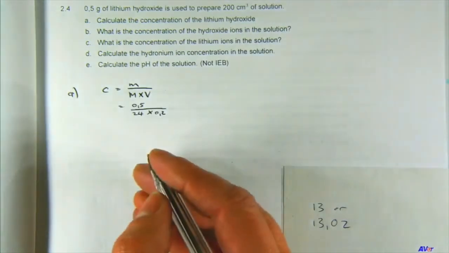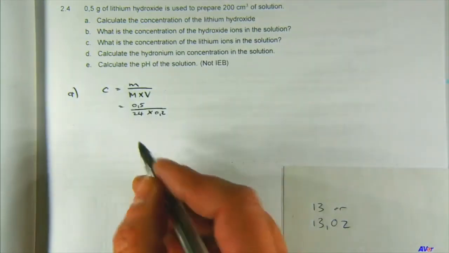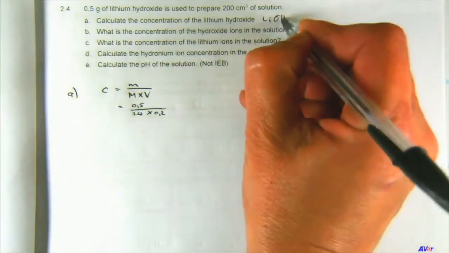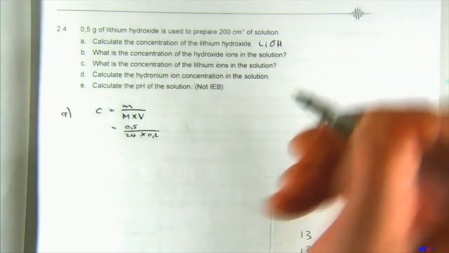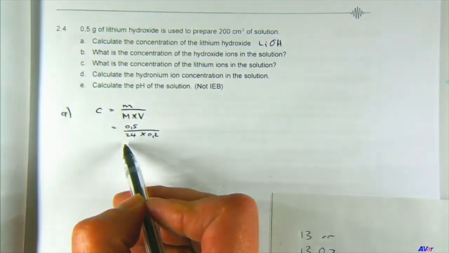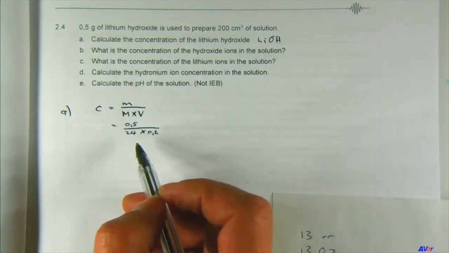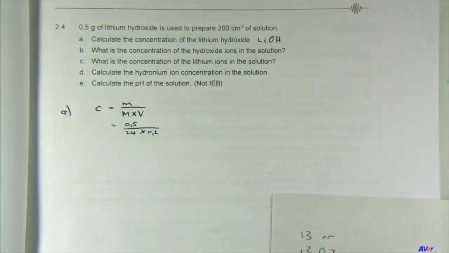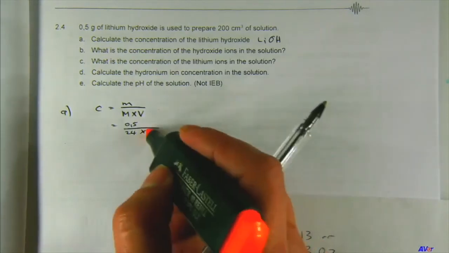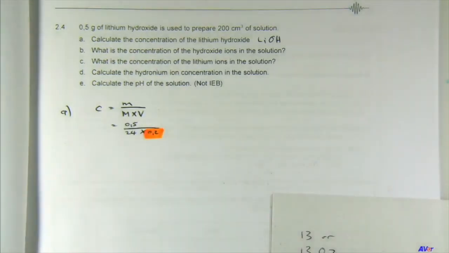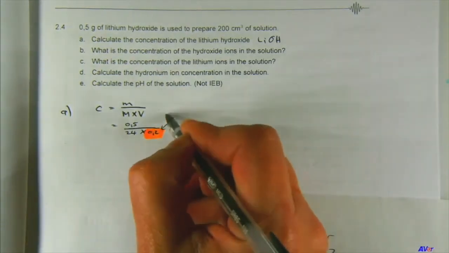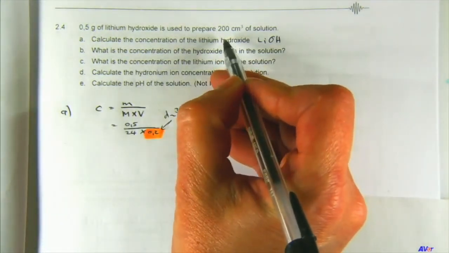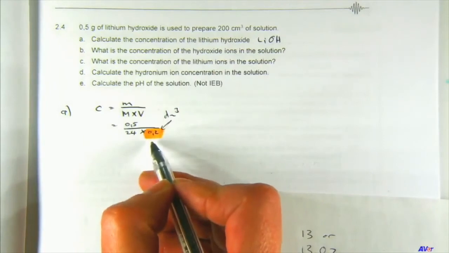Where do I find that? Periodic table. We're working with lithium hydroxide. So you just add together all the masses and you will get 24. And then what's the catch? Volume. There's only one volume in this one, right? If there's only one volume, then that volume should be in cubed decimeters. So I take my cubic centimeters and divide by 1,000. Then I end up with cubic decimeters.